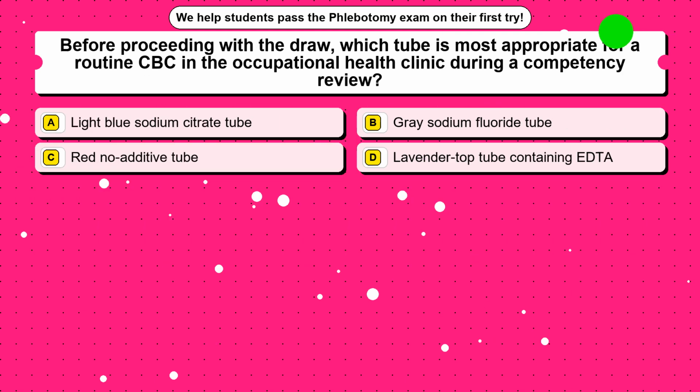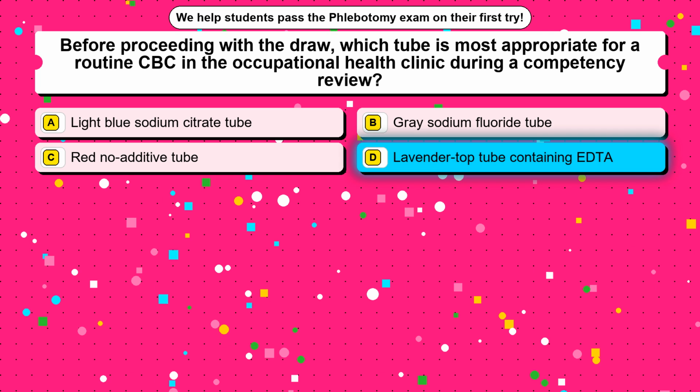Question 47. Before proceeding with the draw, which tube is most appropriate for a routine CBC in the occupational health clinic during a competency review? Option A, light blue sodium citrate tube. Option B, gray sodium fluoride tube. Option C, red no additive tube. Option D, lavender top tube containing EDTA.